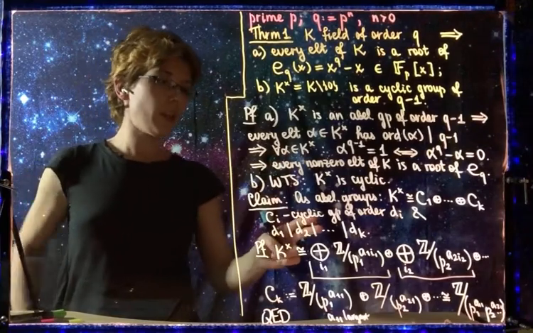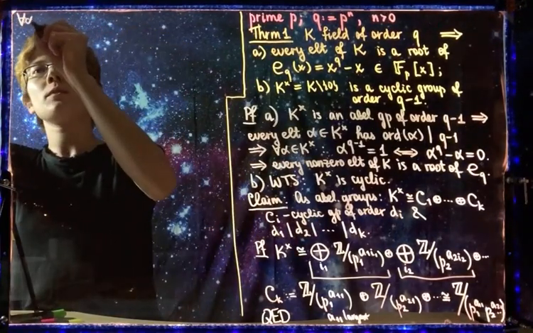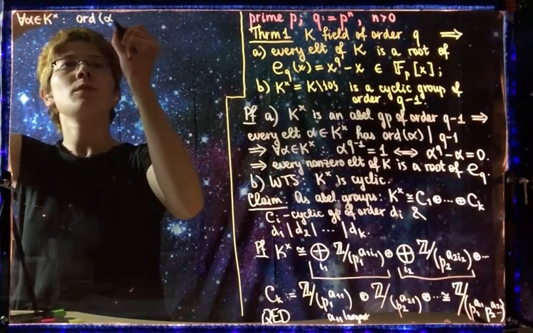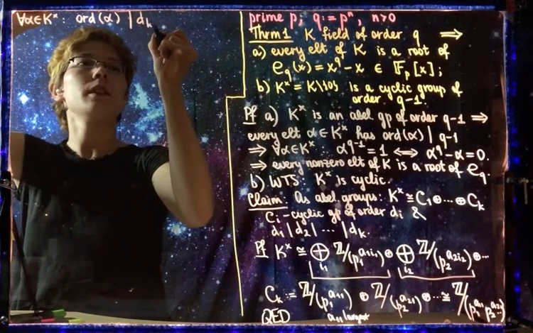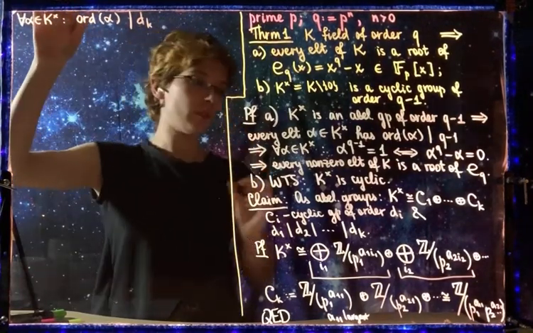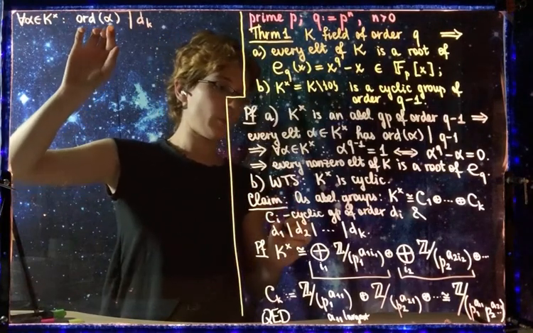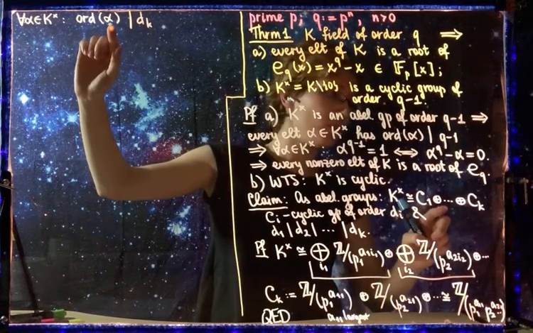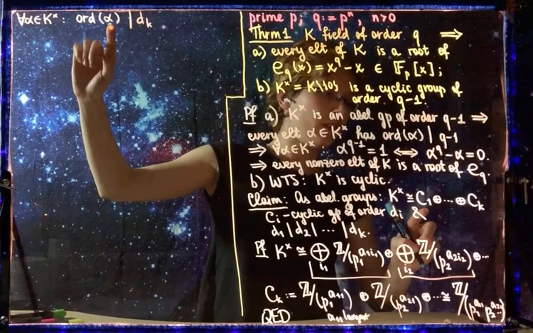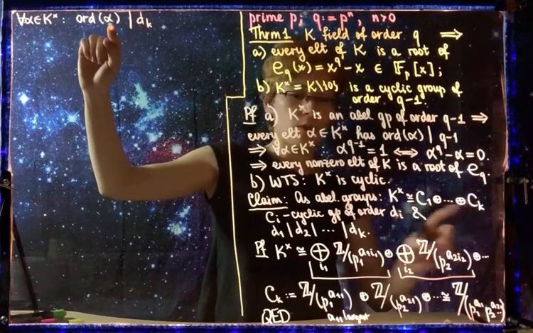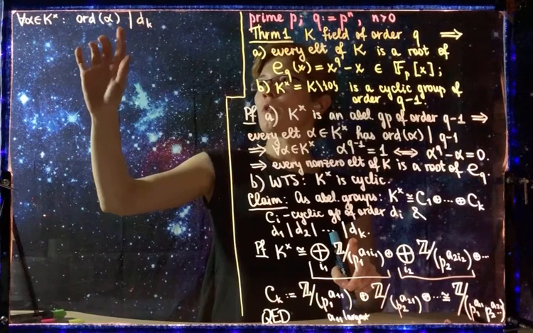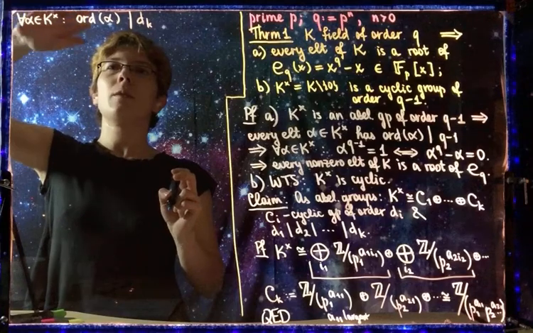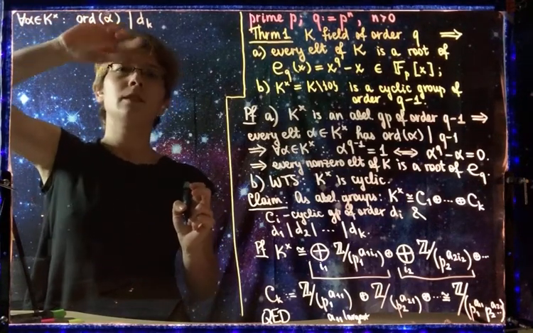So now from this claim, I can observe that for every alpha in k star, the order of alpha would divide dk. And this is because alpha can be represented as a tuple of elements from C1, C2, etc., Ck, and each coordinate in Ci has order that divides dk. So the order of this whole tuple would divide dk, and as a consequence, the order of alpha divides dk too.